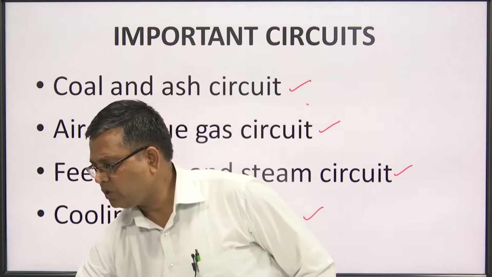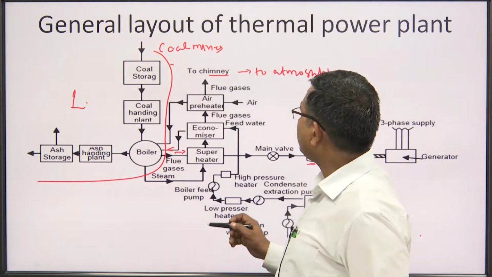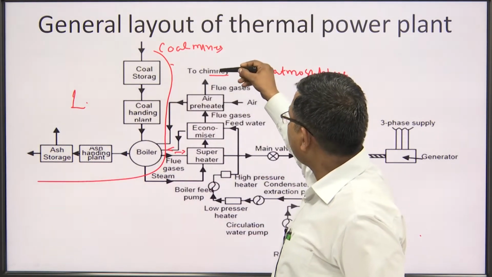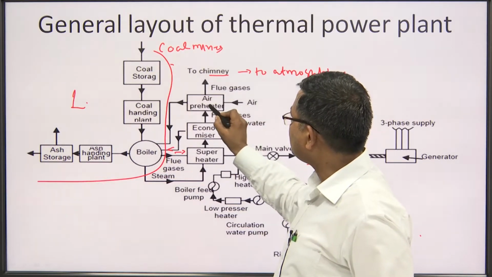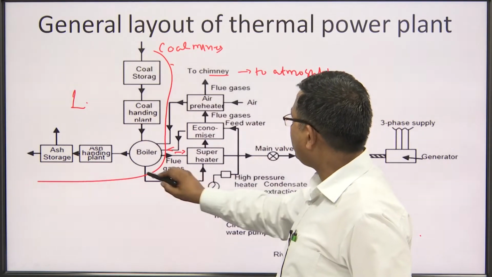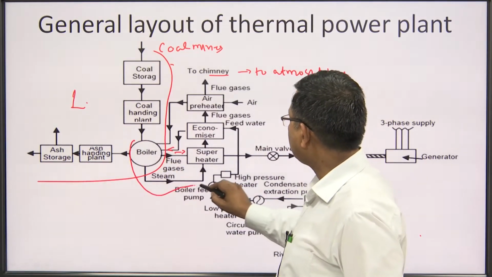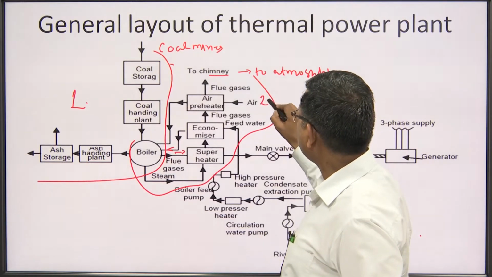On number 2 I told you air and flue gas circuit. So, you can see where is the air? Air came from here, passes through the air preheater and goes to the boiler. So, this is the air and flue gas circuit.